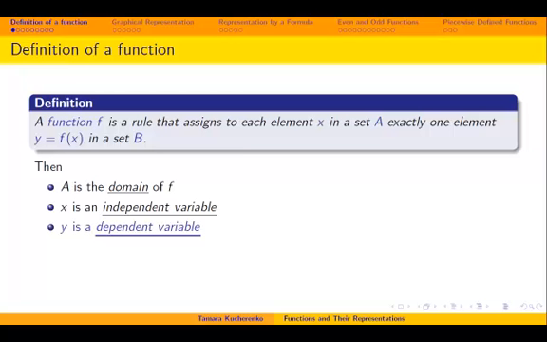For example, in physics, the velocity of a particle, depending on time, is denoted by v of t. Here t is an independent variable, and v is a dependent variable. The range of f is the set of all values f of x as x varies throughout the domain A.